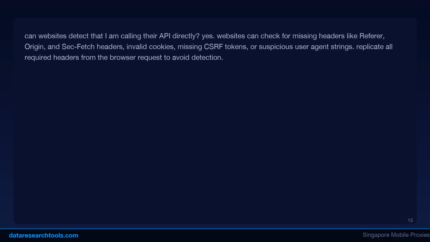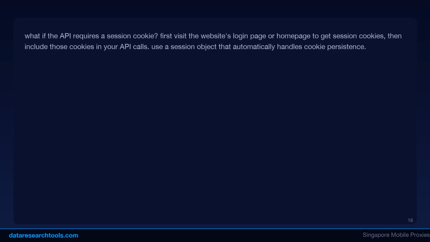Now for some frequently asked questions. Is it easier to scrape APIs than HTML? Generally, yes. API responses are structured data, usually JSON, which is much easier to parse than HTML. However, APIs may have stricter rate limiting and authentication requirements.